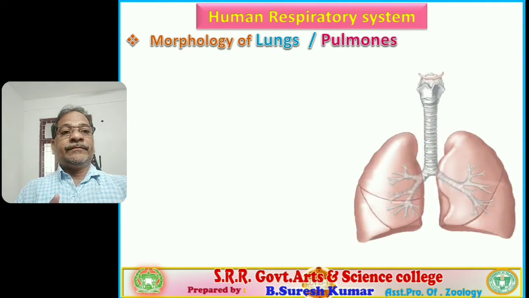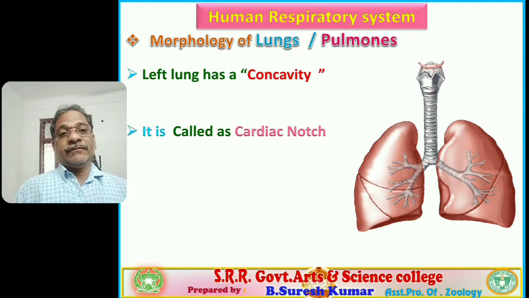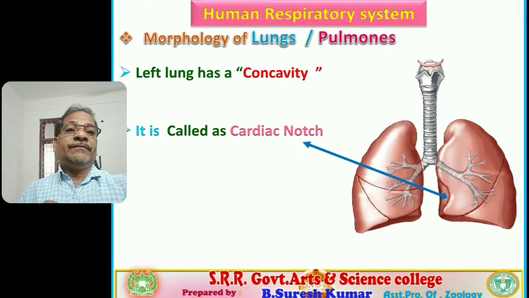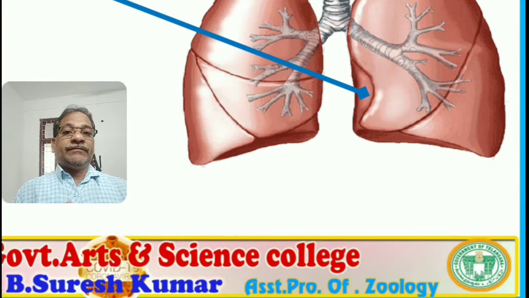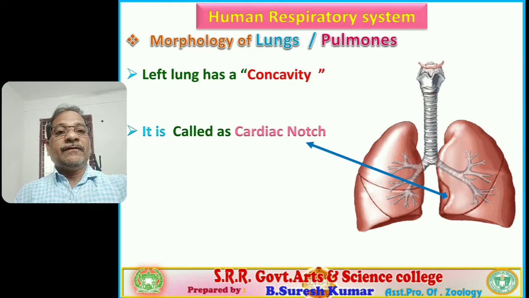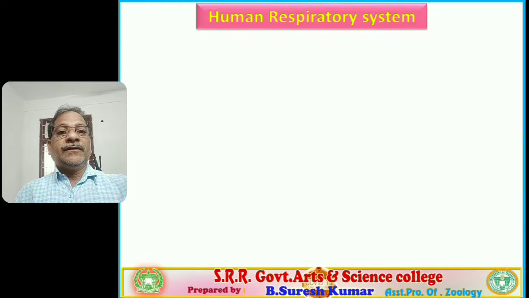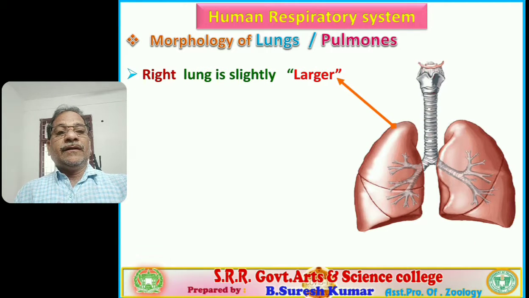Before the right lung, one more piece of information: the left lung has a concavity. That concavity is called the cardiac notch. You observe, the left lung has one more depression, a concavity. That concavity is called the cardiac notch. Followed. The function of the cardiac notch we will learn later.